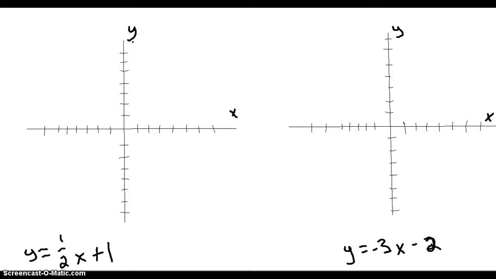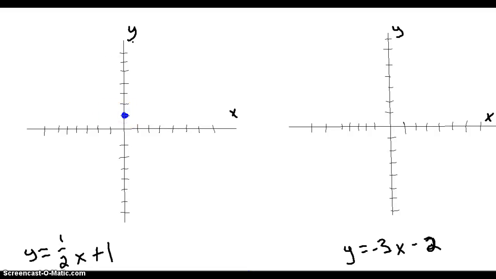This first one's going to have a positive slope, and then the next example I'll do will have a negative slope. All right, so this first one we're going to do is y equals 1/2 x plus 1. The first thing you want to do is plot the y-intercept, and we know that 1 is the y-intercept. That's the b part of y equals mx plus b. So we know that it crosses the y-axis at the point (0, 1).